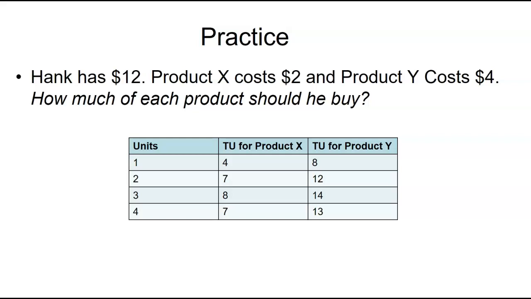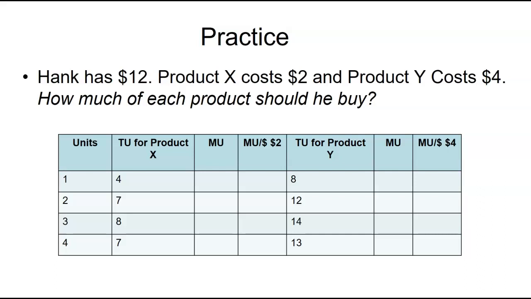So as an example, Hank has $12. Sometimes you have a limitation based on the price. Sometimes there are other ones as well. So product X costs $2, product Y costs $4. How much of each product should he buy? Go and pause the video. When you come back, we're going to go over this.